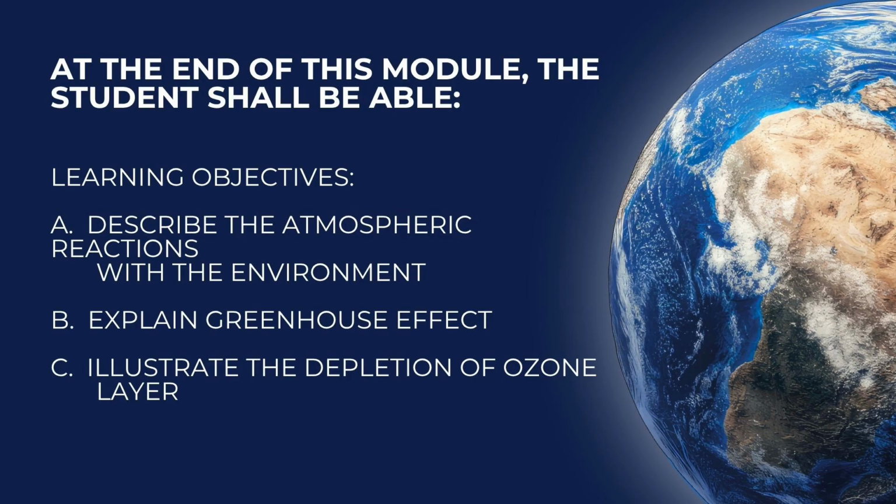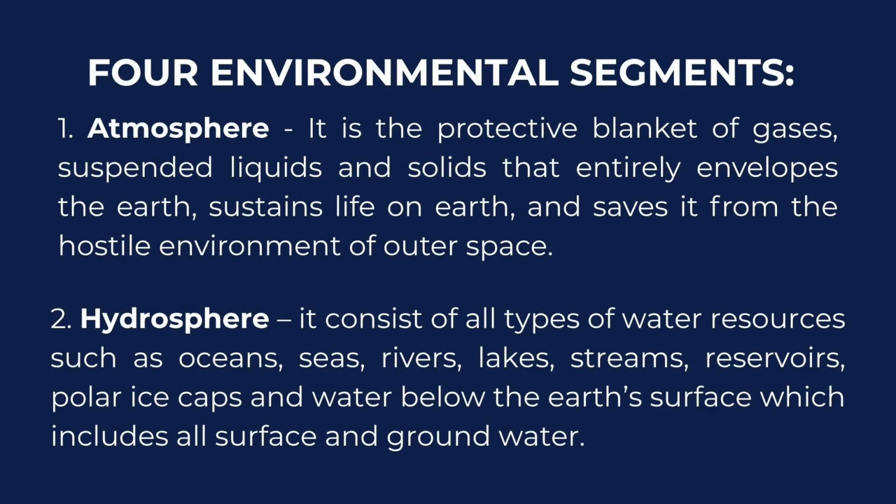So, before stepping into our first topic, which is the chemistry of the atmosphere, let's first review the 4 environmental segments. First is the atmosphere. So the atmosphere is the protective blanket of gases, suspended liquids, and solids that entirely envelopes the Earth, sustains life on Earth, and saves it from the hostile environment of the outer space.